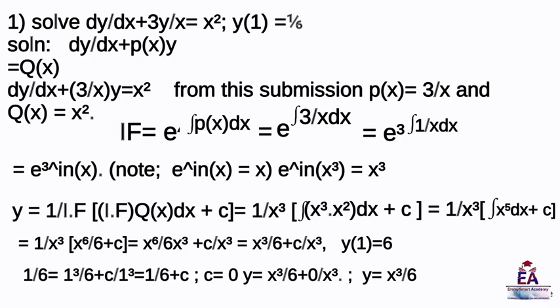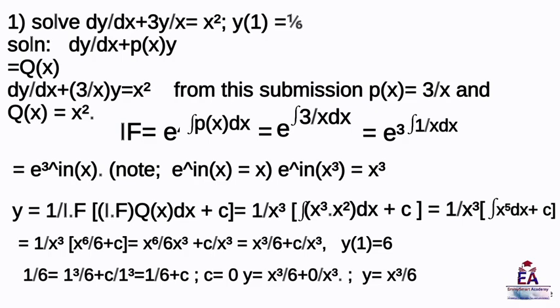Then when I put 1 in there, y of 1 is equal to 1 over 6. So x is equal to 1, and y is equal to 1 over 6. So 1 over 6 is going to be equal to 1 raised to the power 3 all over 6 plus c all over 1 raised to the power 3. So 1 over 6 plus c. So we have c is equal to 0. So I'm going to have y equal to x raised to the power 3 over 6 plus 0 over x raised to the power 3. So y will now be equal to x raised to the power 3 all over 6.